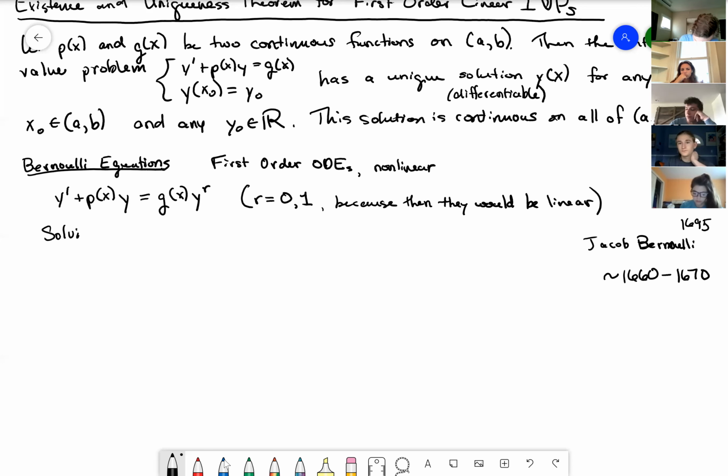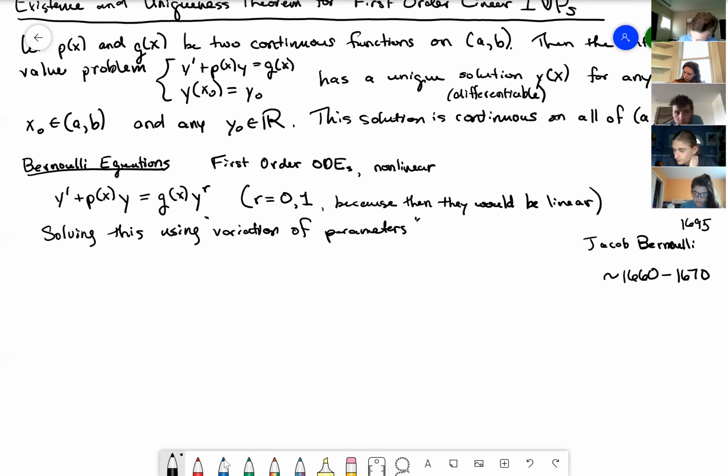So we're going to look at solving this using variation of parameters, just like we did for the previous version. So that's looking at a homogeneous version of this and then replacing the constant of integration with a function.